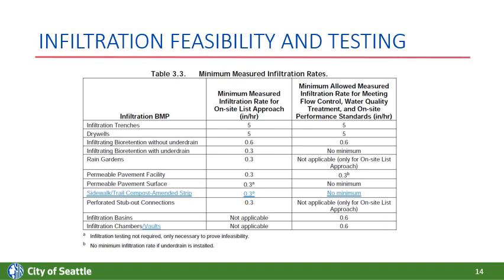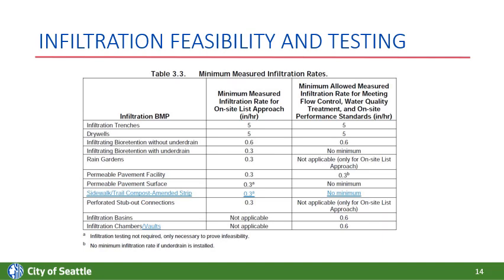So the feasibility of some of these BMPs is going to depend if you're meeting the minimum measured rate. So the minimum measured rate, that's what you actually calculated in the field. That's before you apply your correction factor of 0.5. For the infiltration trenches and the dry wells, the minimum measured rate is going to need to be 5 inches per hour. If you've measured less than that, then those facilities cannot be used for on-site list approach BMPs, and you'd be moving down to the next category of BMPs.